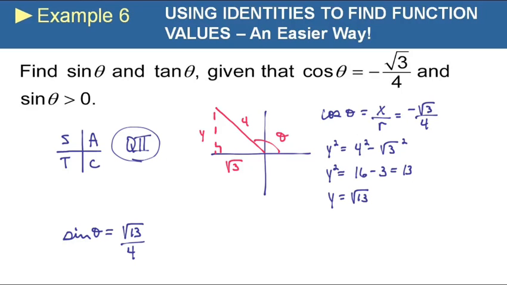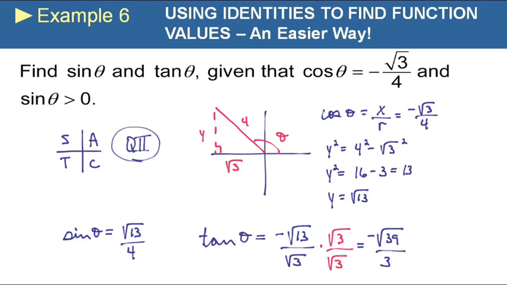So sine is vertical over hypotenuse, which would be square root of 13 over 4, and it's positive because we're in the second quadrant. And tangent is negative vertical over horizontal, so it's negative square root of 13 over 3, or square root of 3 rather, and then we have to rationalize it. So it comes out negative square root of 39 over 3. And that's exactly what we found before, but it's just less algebra, it's just more familiar to us. So this is usually the fastest way to get the job done, and you don't have to use the identities to do the problems in the identities section of this part of the textbook.